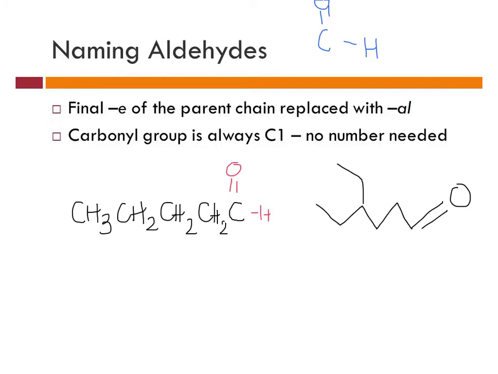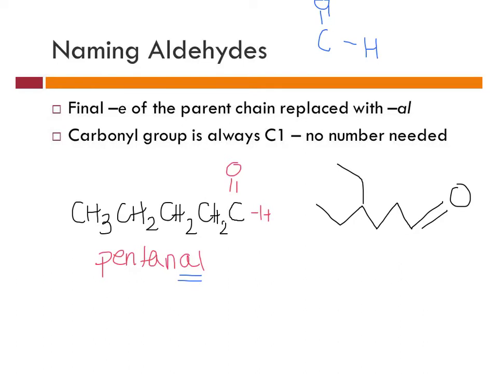So the structure on the left is 5 carbons long, 1, 2, 3, 4, 5. If it were an alkane, I would call that pentane. But since we have C double bond O on a final carbon, that carbon has at least one hydrogen on it, we know that it's an aldehyde. So we call that pentanal.